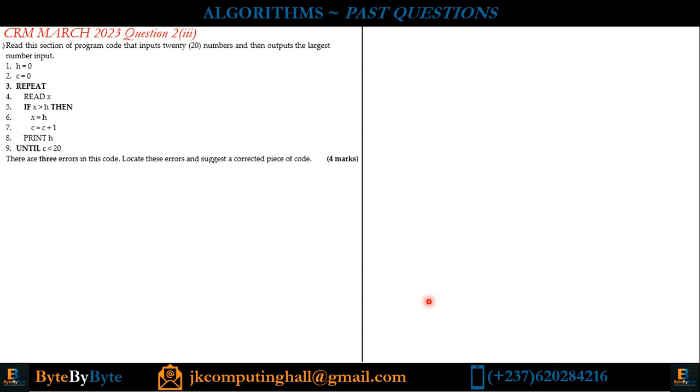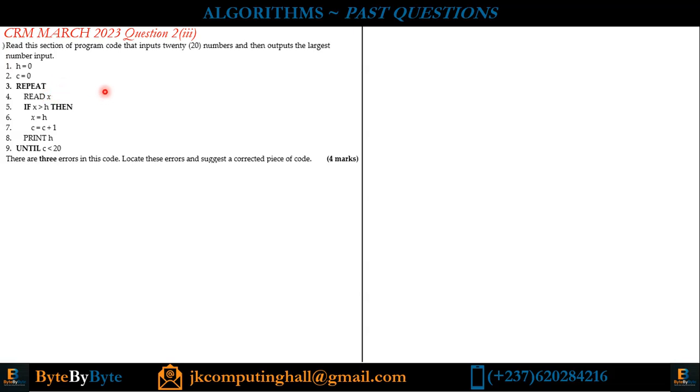Now, as a student who went through the channel, who saw how we are writing algorithms, you realize that this condition stipulated, until C is less than 20, is what we use to track the number of numbers we are entering in our algorithm. And now this condition is for us to know whether a number is actually higher than the presently highest number. And here we see that H is the number we have denoted to store the maximum number, because inside the loop we are reading X, that is, we are reading each of the numbers.